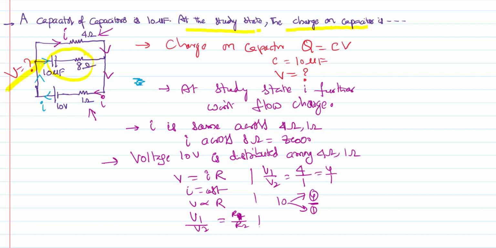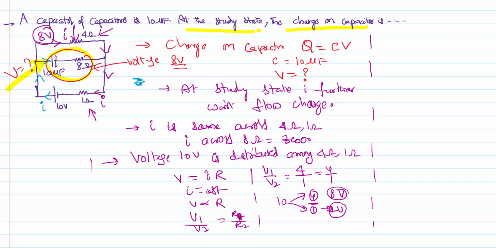That is, 10 volts is divided as 8 volts and 2 volts, whose ratio is nothing but 8:2. That's nothing but 4:1. And when you add both of them, you will get back your 10 volts. So the voltage is distributed as 8 volts and 2 volts. So across this 4 ohms, voltage is 8 volts. Means what? Across this branch also, the voltage available, as this branch is parallel to the upper branch, is 8 volts.